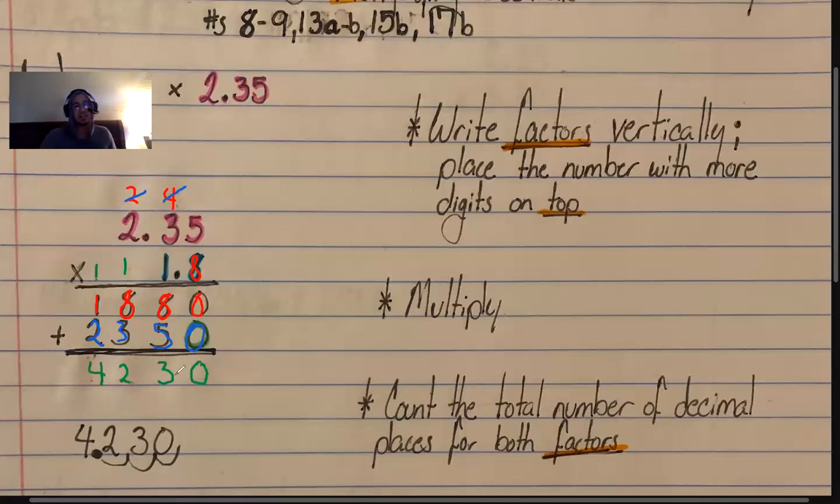Now, while these numbers are correct, ladies and gentlemen, while we multiplied correctly, now we must follow the third step, which is down here, where we must count the total number of decimal places for both factors. What does that mean? That means that the decimal is going to go wherever we jump from the right, however many decimal places there are to the right of the decimal.